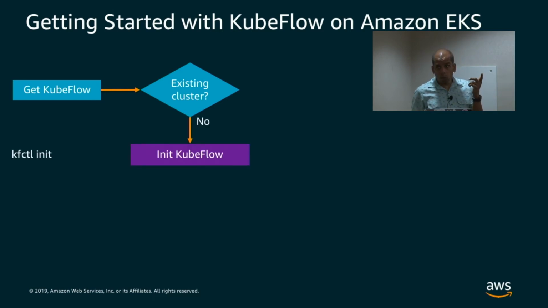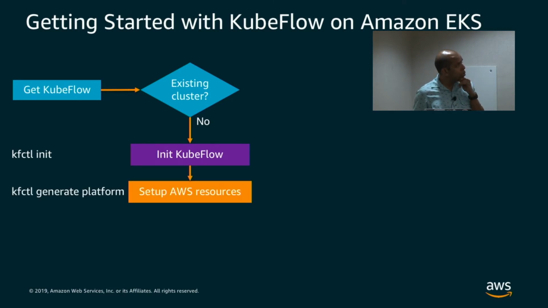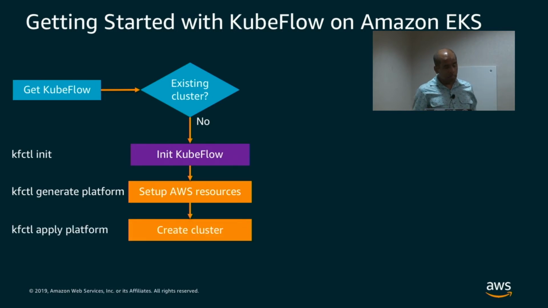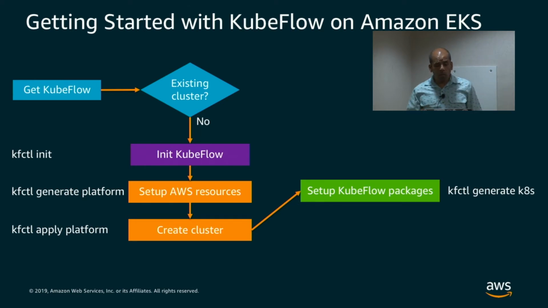In that case, you need to do a one-time initialization of Kubeflow anyway. Then you need to set up AWS resources because you don't have a cluster. That means I need to create a cluster for you. So it has to define what instance types, what IAM roles, how big a node group you want. It'll define all of those resources and generate them in terms of configuration files, and then you have the ability to start tweaking them. And then you say, now go ahead, apply the platform, and this will create an EKS cluster for you.